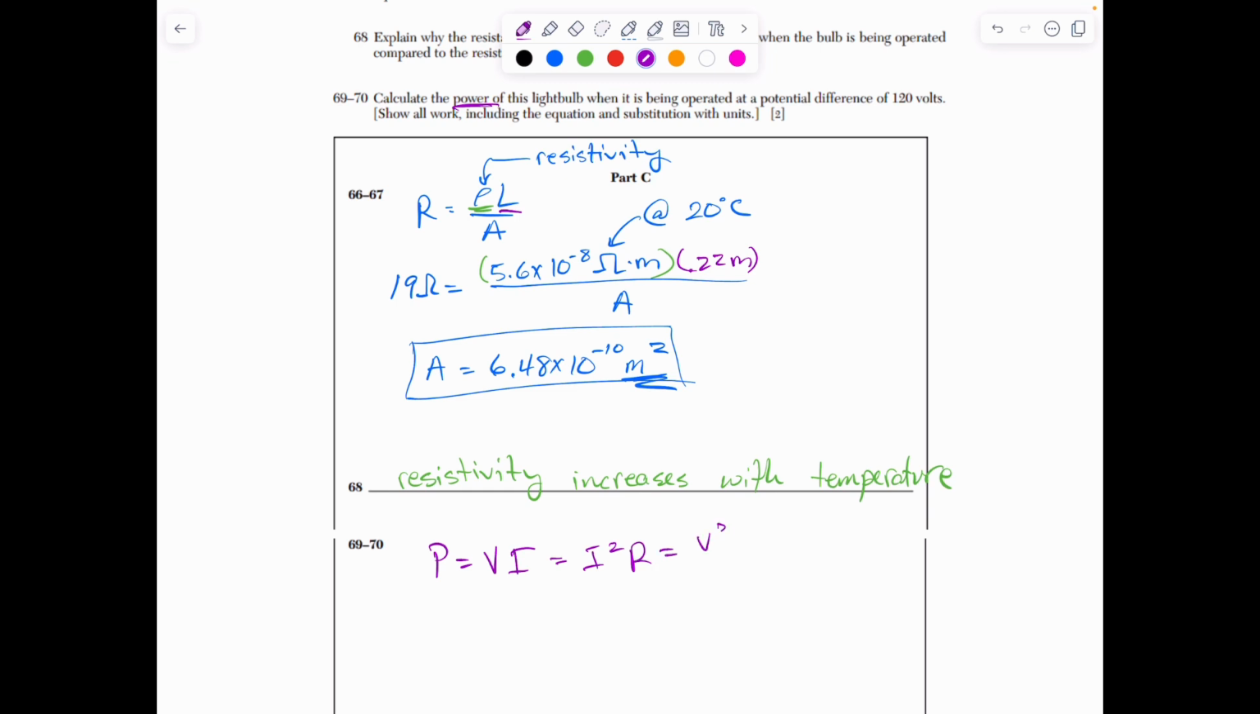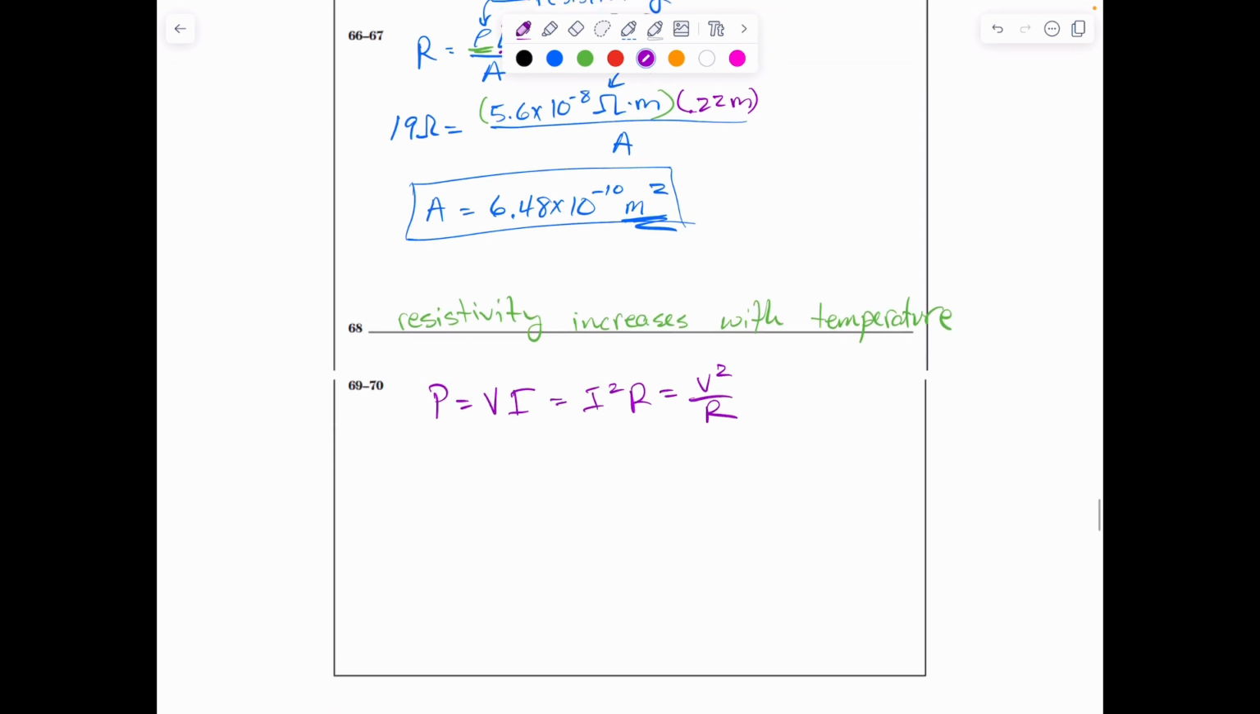And then we have V squared over R. So you don't have to write this whole thing out, but I'm just writing it, so we can talk about it. We want to know power, and we have V and R. So I wouldn't write all that. I would just say power equals V squared over R, and then we can plug in our numbers. So we're looking for power. We know the problem told us we're dealing at 120 volts. Don't forget to square it. That's a common mistake. People forget this squared.